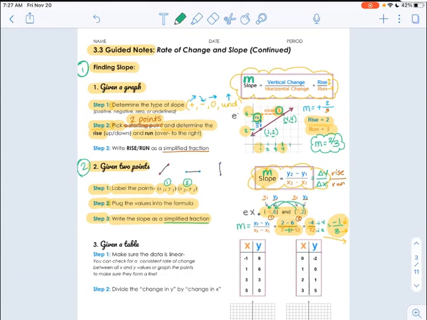In this video, I'll be going over 3.3 guided notes, and we'll be finishing up the last section of these notes. Over the past couple of days, we've learned how to find slope. First, we learned how to find slope if we were given a graph, and we calculated the rise over run. Then we learned how to find the slope given 2 points, and we used the slope formula for that, which is change in y over change in x.